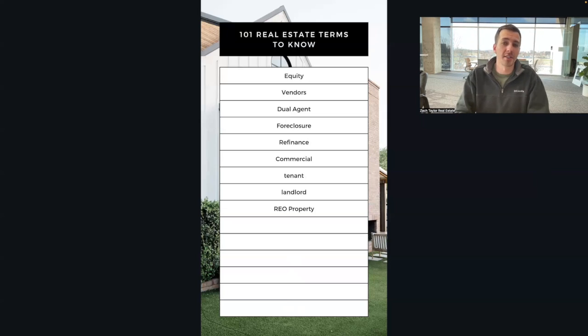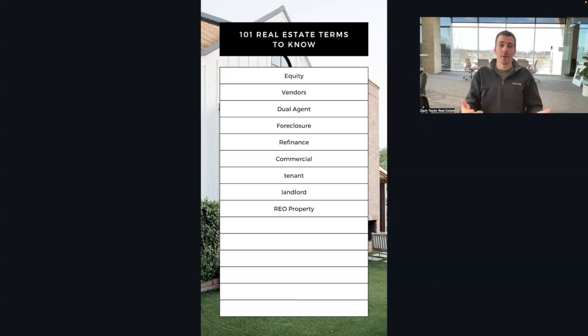Vendors. This implies, as a real estate agent, maybe I have a vendor list, people I like to work with. It could be title companies, lenders, inspectors. Those are vendors. Dual agent. So this is when a real estate agent, it's not allowed in every single state. It is allowed in Tennessee. A dual agent is where the one agent represents both the seller and the buyer.